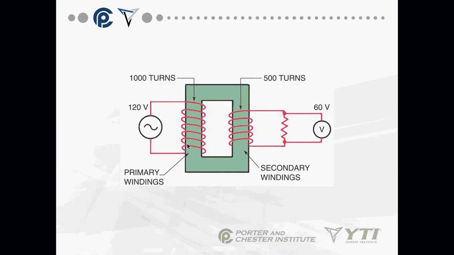So again, the ratio of the windings is pretty important. If I have 1,000 turns of wire on a 120 volt circuit, and the secondary side has 500 turns of wire, we're cutting the voltage in half. What are we doing to the amperage? Doubling it. Yeah, we're doubling it.